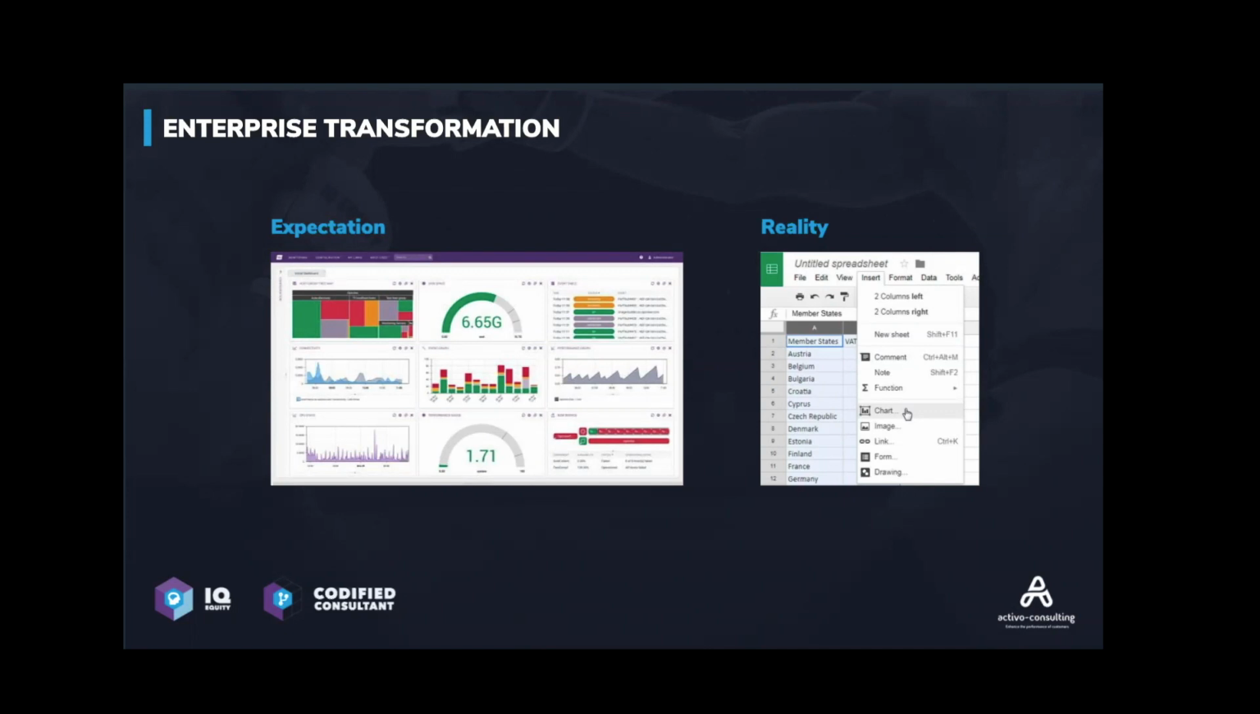People want advanced functionality, dynamic interactive dashboards, automations, artificial intelligence, machine learning, but yet they still manage their metadata in Excel spreadsheets.